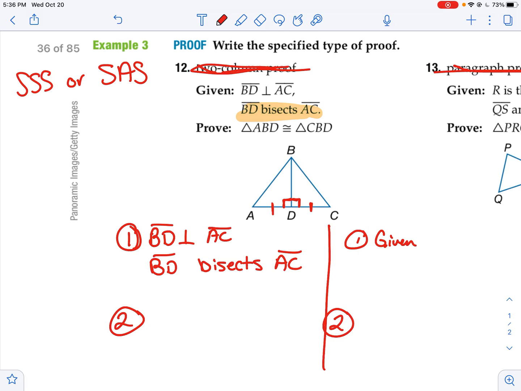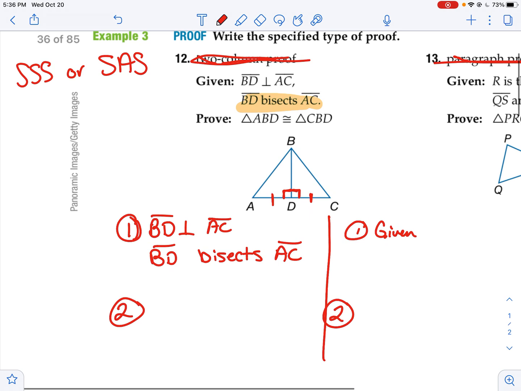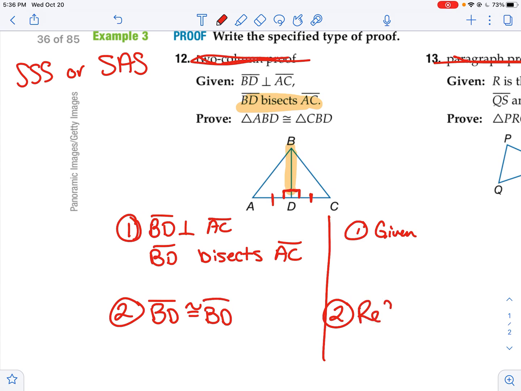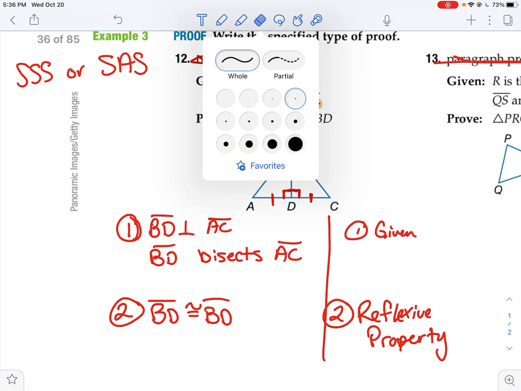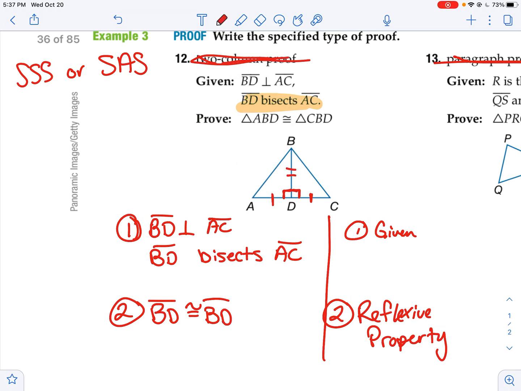So next, I did my givens, I looked for definitions, there's nothing new to define. I'm going to look for some reflexive property sides or vertical angles. So what sides could I say are congruent? Well, BD is going to be congruent to BD. That's a shared side, BD and BD. And something is always congruent to itself by the reflexive property. So let me mark that in. Anytime you identify something that is congruent, I'd like you to mark it in.